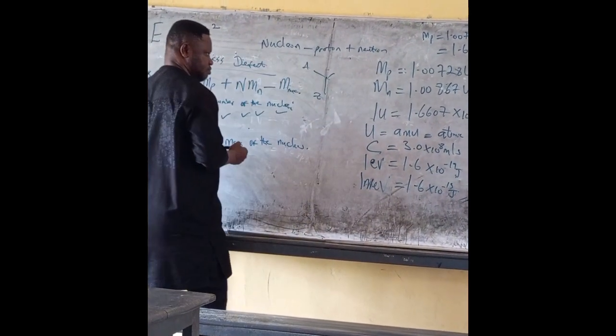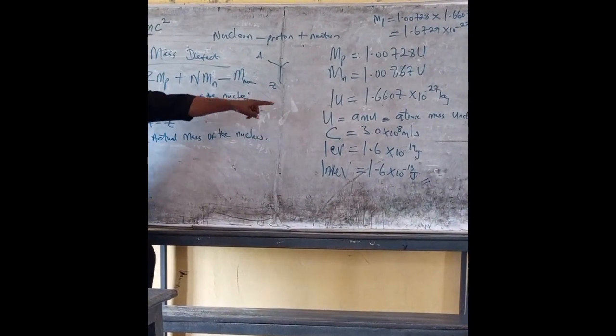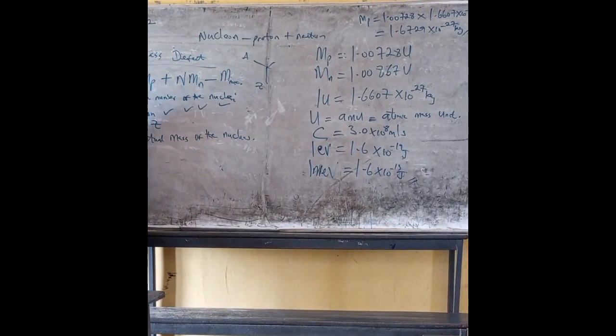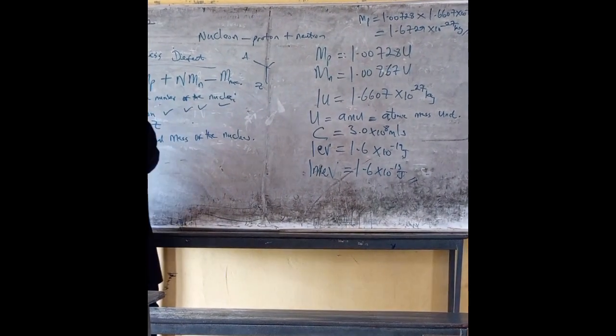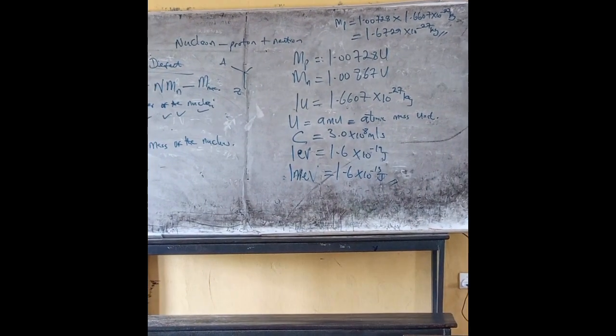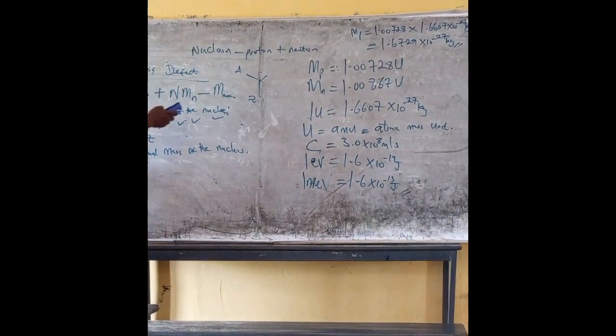These are the things we need. Well, if 1 electron volt is 1.6 exponential minus 19, then 1 mega, what is mega? Mega means, where's my duster? Okay. This duster is not very okay.